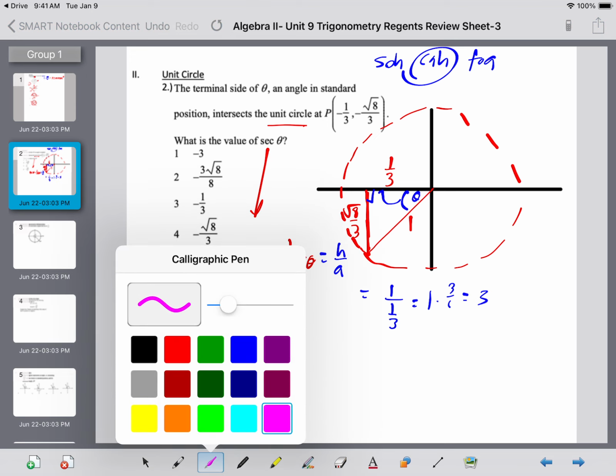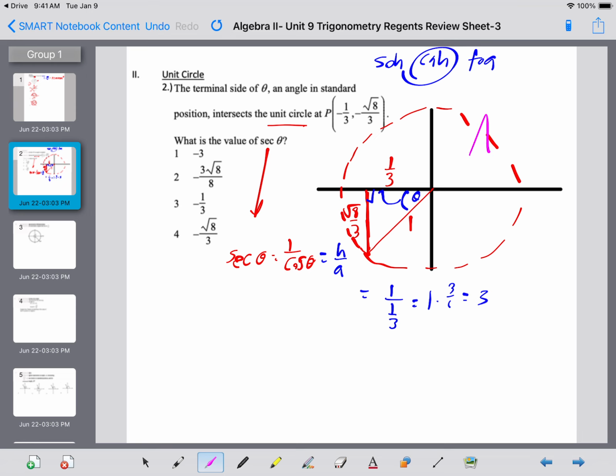Now we are not done. Remember, all students take calculus. In quadrant 3, only tangent and its reciprocal function, cotangent, are positive. So cosine, or secant, the reciprocal function of cosine, would be negative. So it would be negative 3.